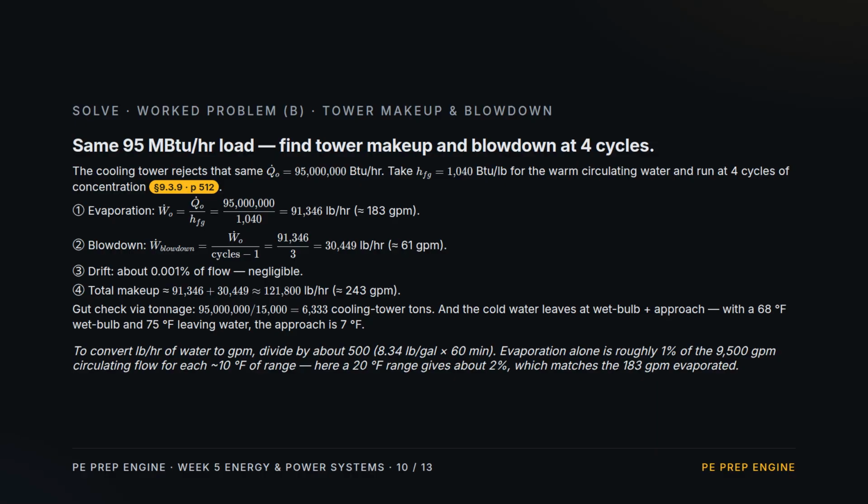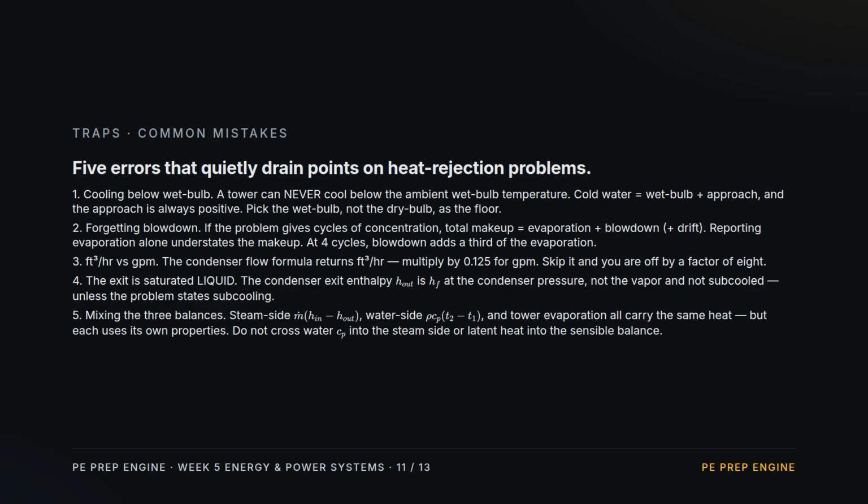A gut check. The load over 15,000 is about 6,300 cooling tower tons. And the cold water leaves at wet bulb plus approach. With a 68-degree wet bulb and 75-degree water, the approach is 7 degrees. 5 traps. 1. A tower can never cool below the ambient wet bulb. Cold water is wet bulb plus approach, and the approach is always positive.